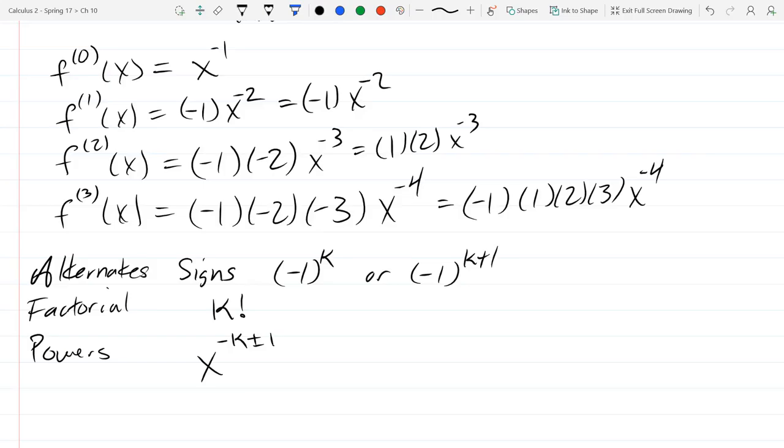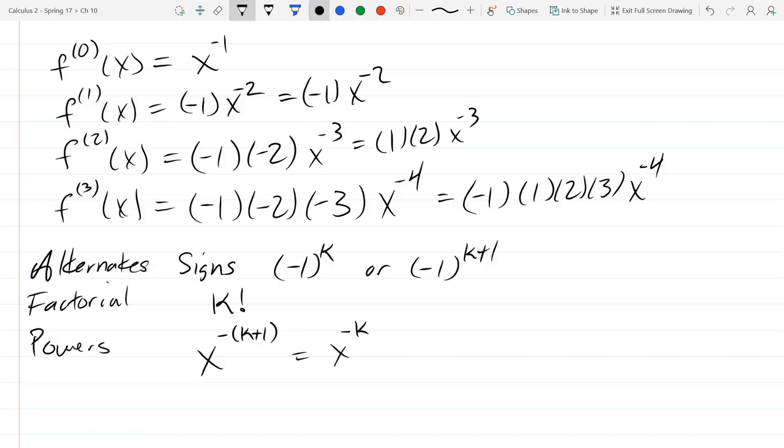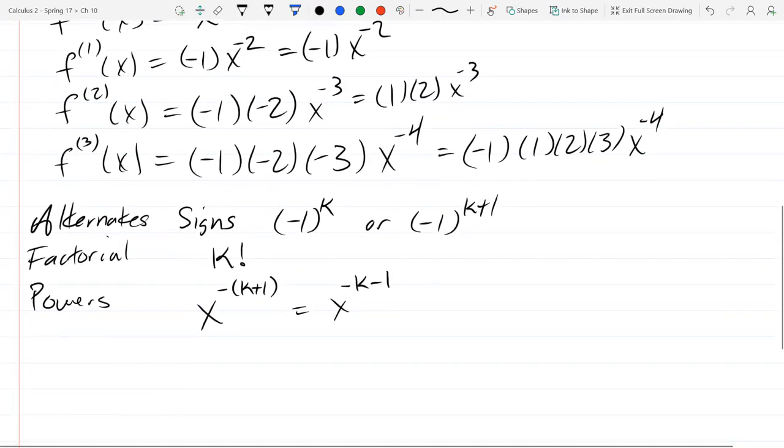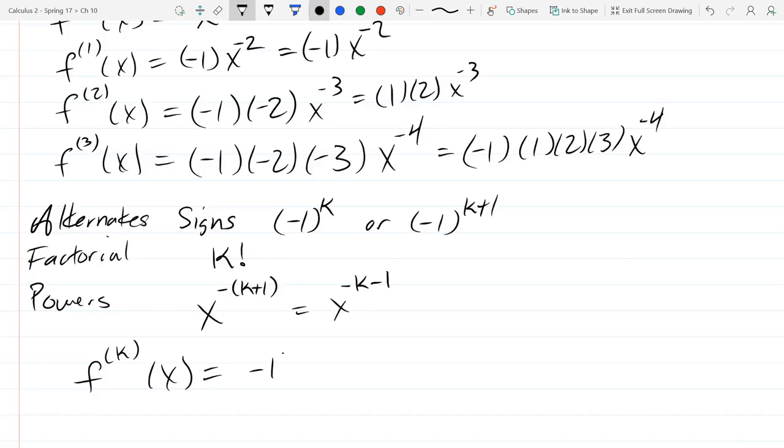It depends, of course, on how I write it. So then for my 0 term, when k is 0, I have -1 as my power. When k is 1, I get -2 as my power. When k is 2, I get -3 as my power. When k is 3, I get -4 as my power. There's, of course, the other way to write it, minus k minus 1. That works just as well. All right, we're going to put all these together and write the kth derivative. So we have -1 to the k, k factorial, x to the minus k plus 1.